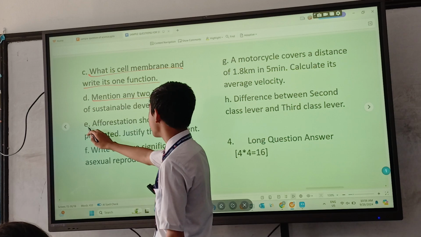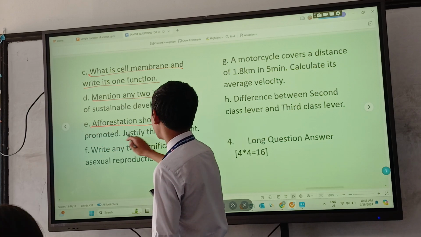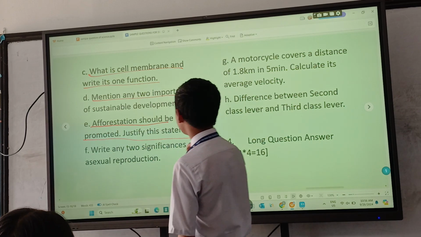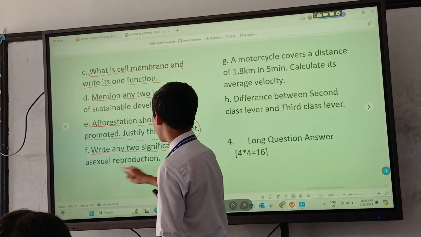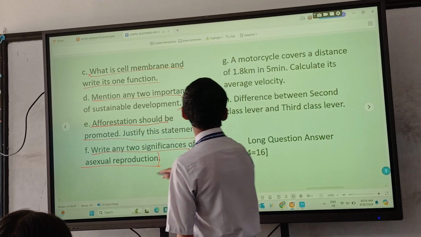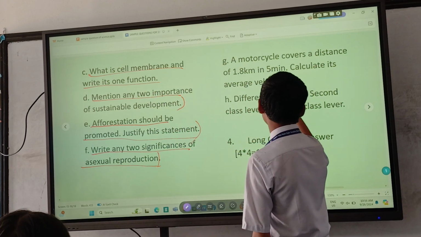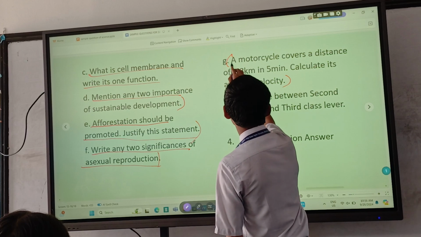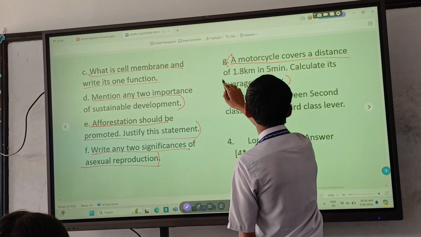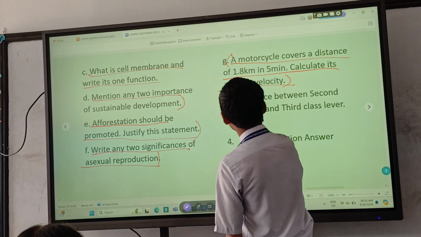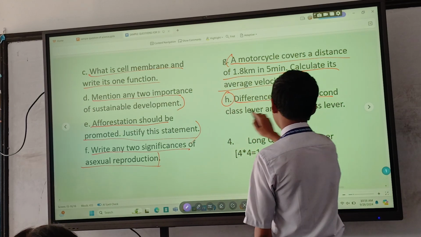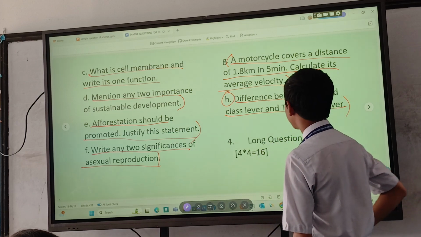The fifth question is, if afforestation should be promoted, justify this statement. It is a give reason question. The sixth question is write any two significances of asexual reproduction. The seventh question is going to be a numerical problem, so we have to solve it. A motorcycle covers a distance of 1.8 kilometers in 5 minutes. Calculate its average velocity. The eighth question is difference between second class lever and third class lever. It's a difference between question.